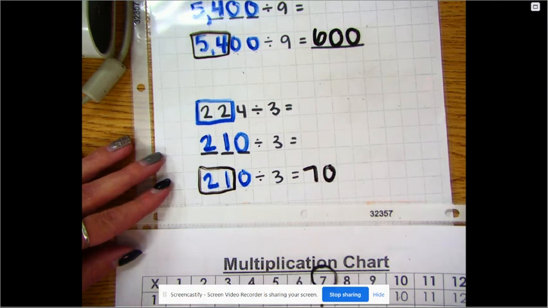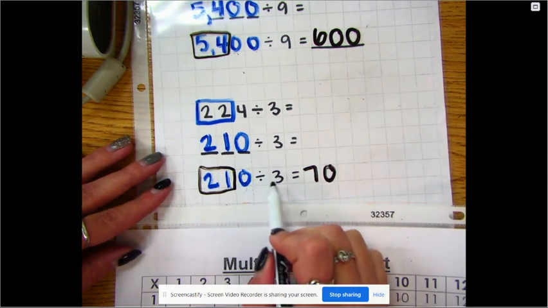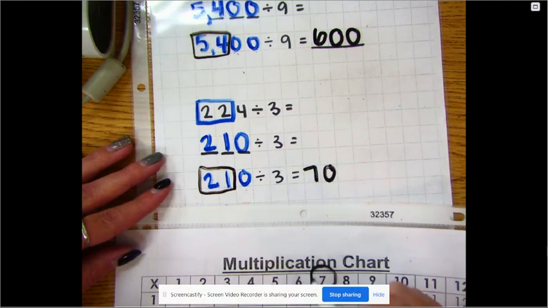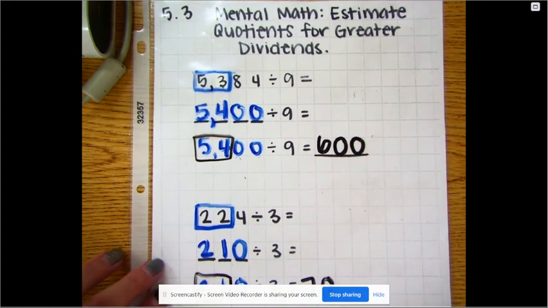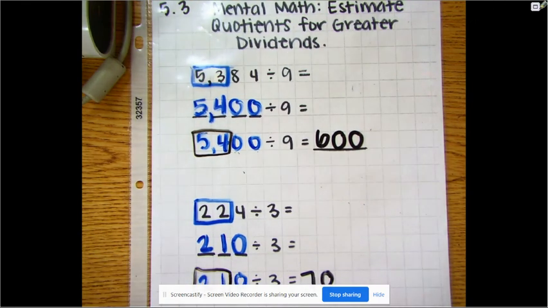And there you have it. 210 divided by 3 equals 70. This was lesson 5.3, Mental Math, Estimate Quotients for Greater Dividends.